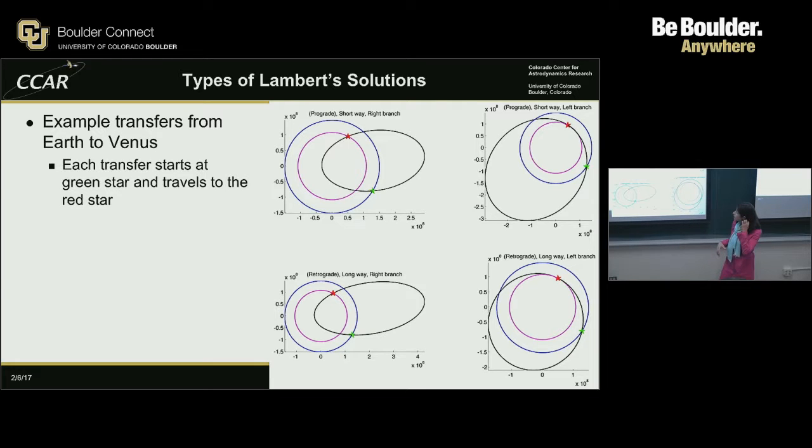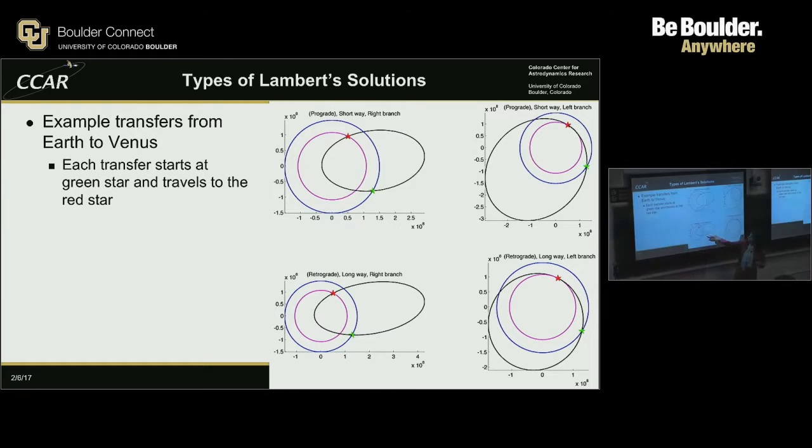So here are some example transfers from Earth to Venus. Each transfer is essentially starting at the green star and going to the red star. And so I've got the prograde solutions on top and retrograde solutions on the bottom. Because I can't reach the top, I'll just kind of demonstrate this. So if we were going retrograde from Earth to Venus, the long way around, we're basically going like this. And if we're doing retrograde, the long branch here, all the way around and back.